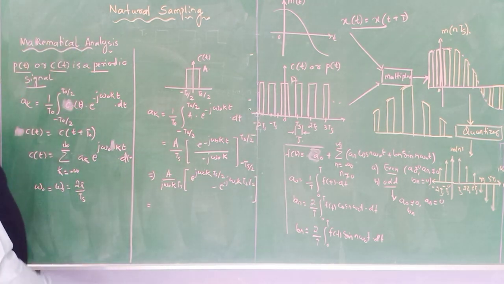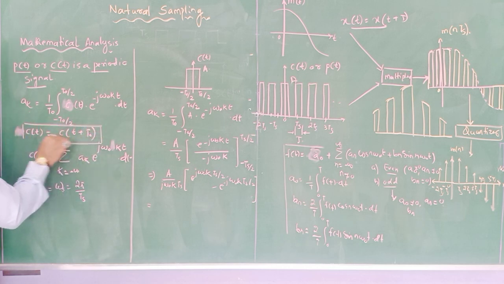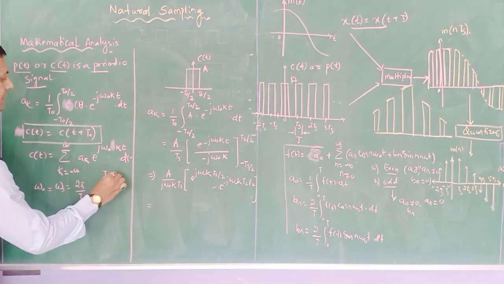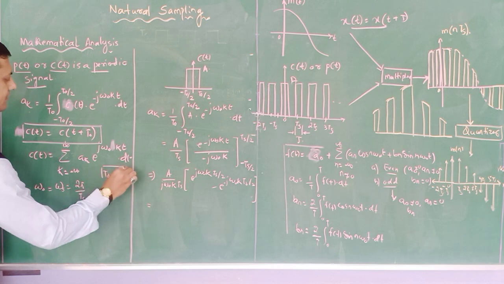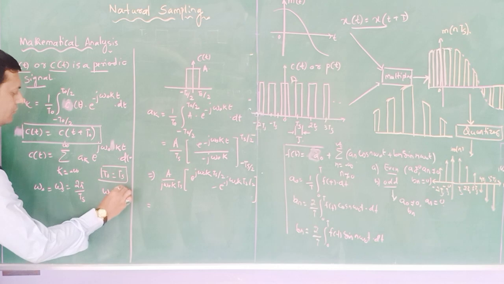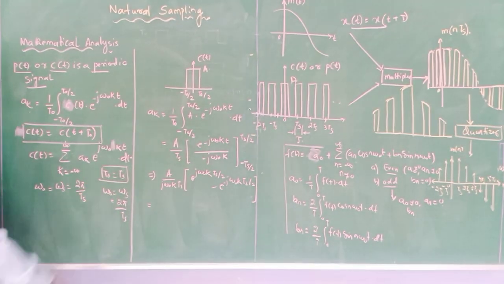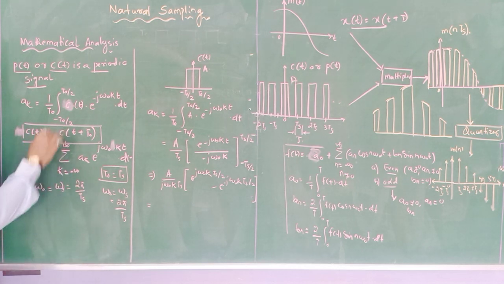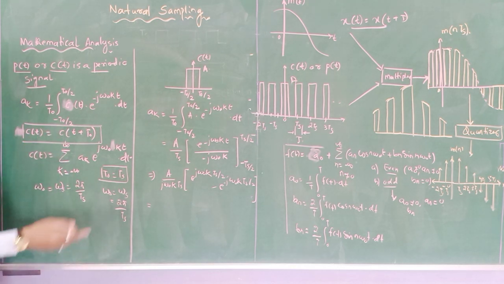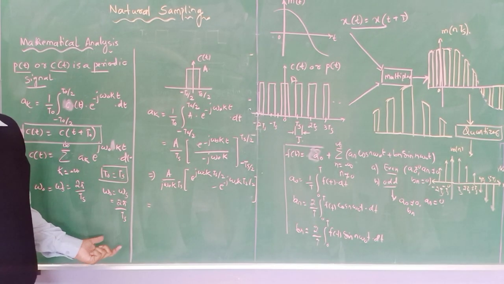Now how to represent it? First, since it is satisfying the periodicity, c of t is equal to c of t plus t naught. Here t naught is nothing but the sampling time period. Okay, and omega naught is nothing but omega s, which is equal to 2 pi by ts. Okay, this is the assumption. Now if it is a periodic signal, either you can go for the trigonometric expansion or you can go for the exponential expansion, any of these.